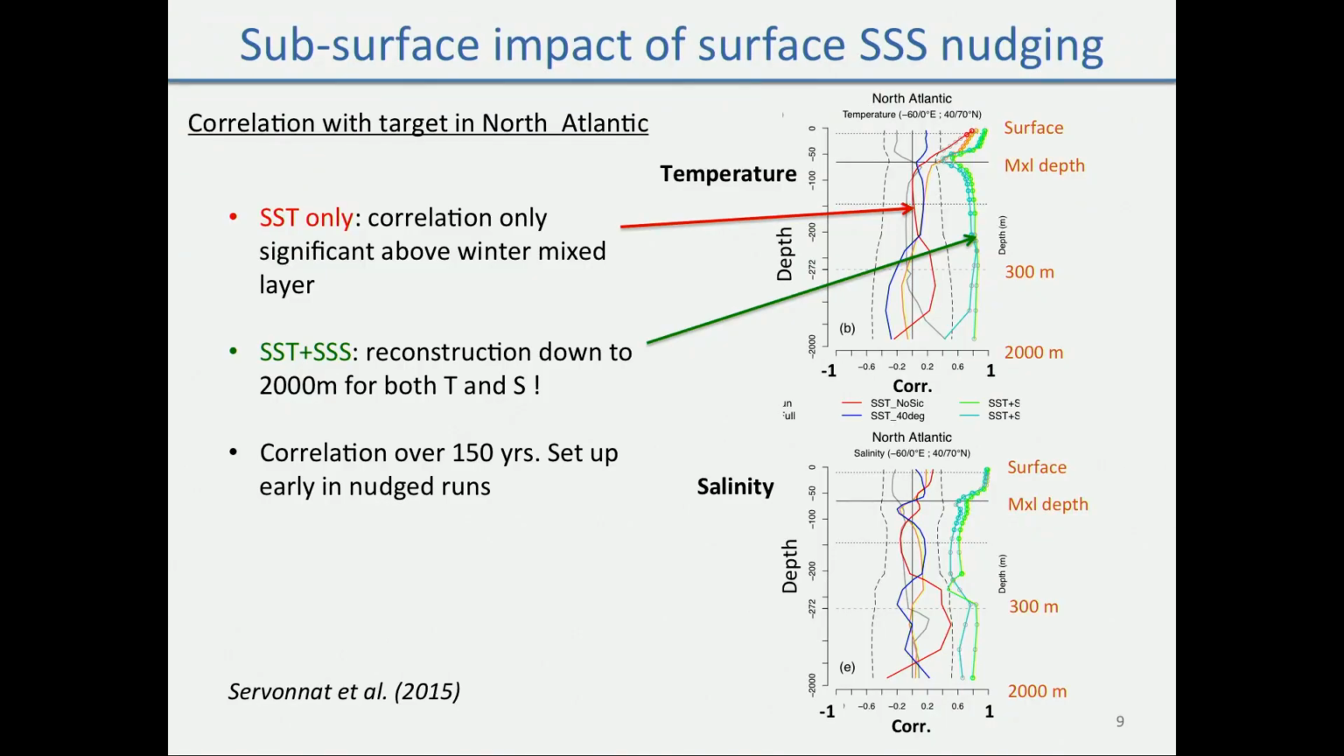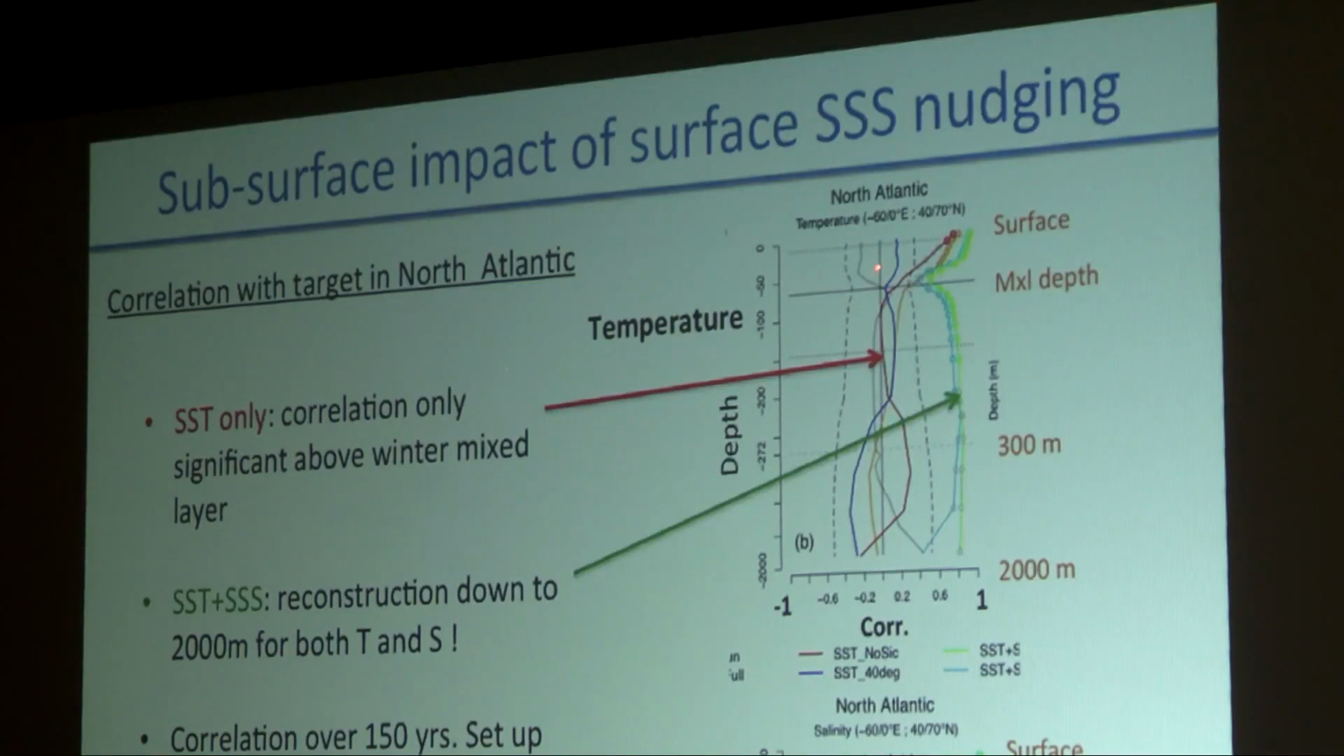Right, so of course, because we're nudging the surface, we want to know what happens at depth. That's really the goal of all what we're doing. So these are correlations with the target in the North Atlantic. In that paper, you'll see many other correlations in different places. This is depth, starting at the surface. This is the mixed layer depth, 300 meters, 2,000 meters. This is the zoom at the surface. These are correlations along that axis. So 0 is zero correlation, and 1 means you're perfectly agreeing with the target over the 150-year time sequence.